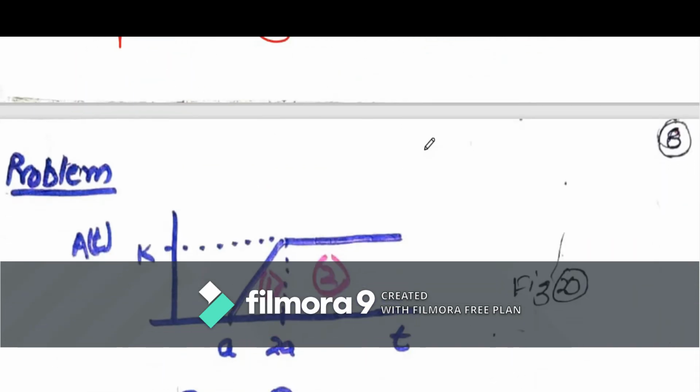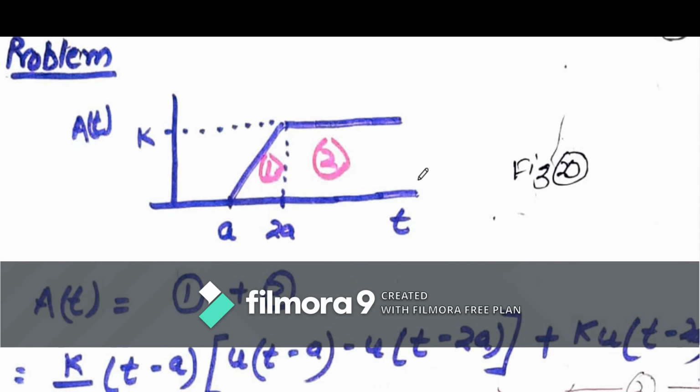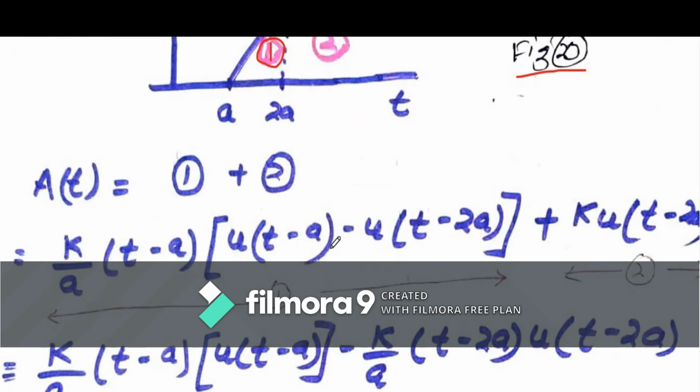This is figure number 20. Now let us synthesize this, or let us write down the expression for this waveform in terms of unit step function or ramp function. Figure number 20 has two parts, 1 and 2. First of all, let us write down the expression for 1.